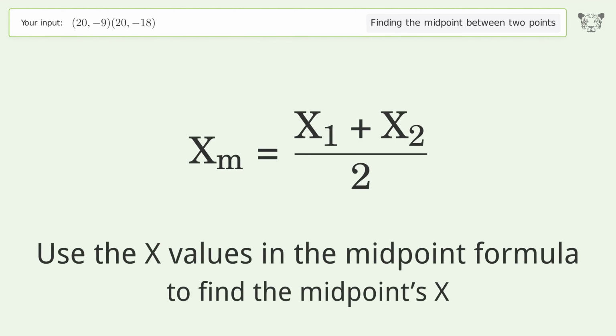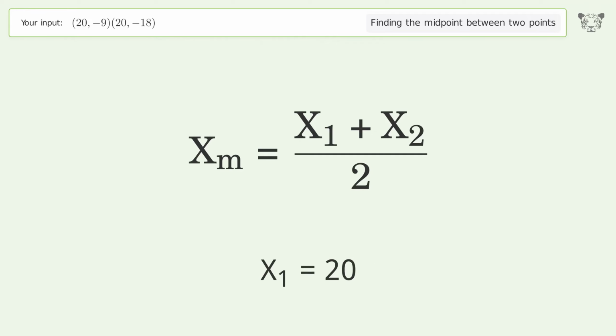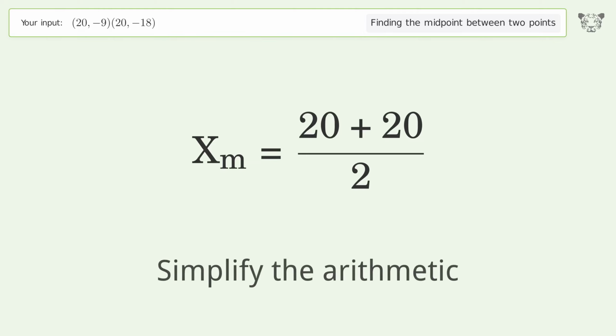Use the x values in the midpoint formula to find the midpoint's x. x1 equals 20. x2 equals 20. Simplify the arithmetic.